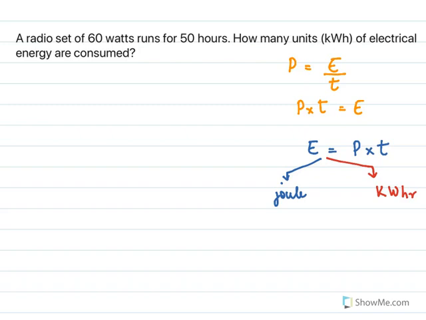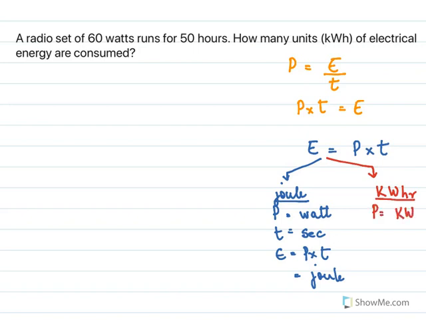If you want to measure it in joule, then the power has to be in watt, that is the SI unit of power, and the time should be in second. Then the energy, you'll do power into time, and the answer will come in joule. But if you want to measure the energy in kilowatt hour, then the power has to be in kilowatt and the time has to be in hour. So when you do energy equal to power into time, your answer will come in kilowatt hour or units.